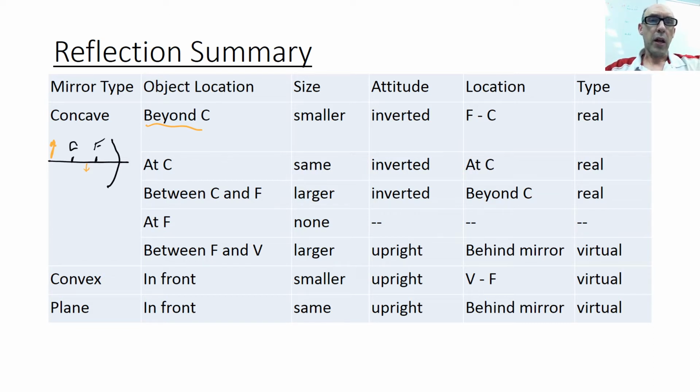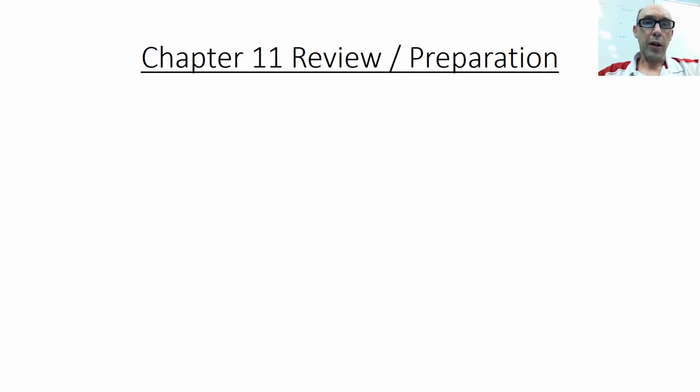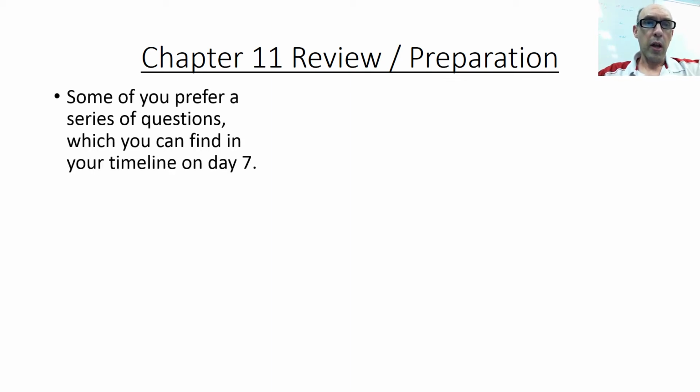So now that we've got our summary there, we're done chapter 7. We just need a review. So chapter 11, review and preparation for that review. Some of you are going to prefer to just do a series of questions. That's your style. And if you want to do that, you can. So during class time, you're going to look in day 7 of your timeline, and there's a series of questions there near the end of chapter 11. You are free to work on those.